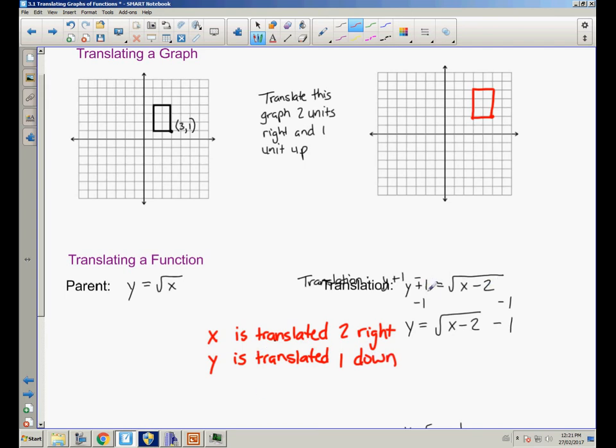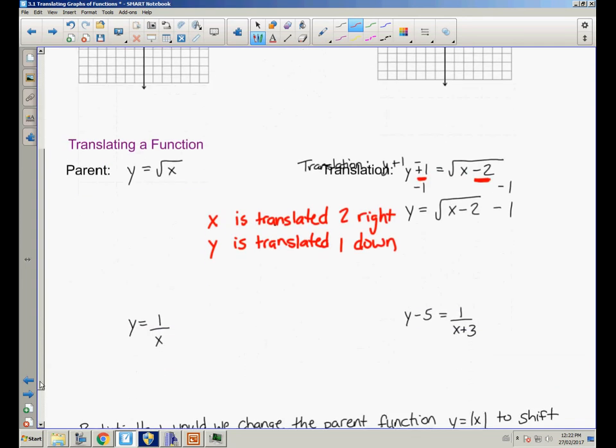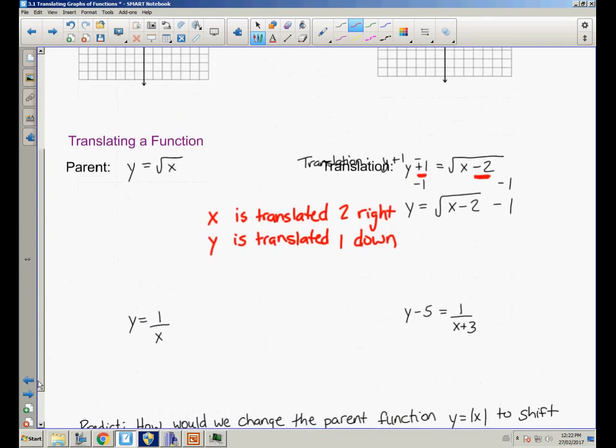So it's pretty much the opposite of what I had in my original function. Y was translated 1 down. Well, we had 1 up here. X is translated 2 to the right. This is minus 2. So we're doing the opposite of what it's telling us to do in this original question. Let's see if that pattern still holds. So we'll try this one right here.